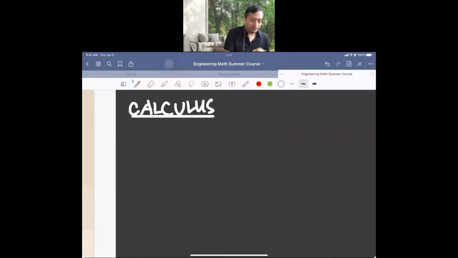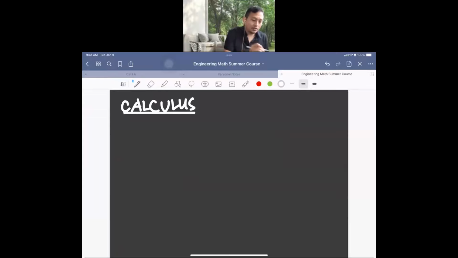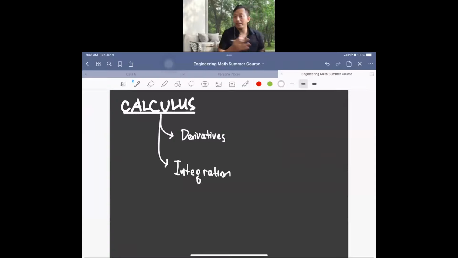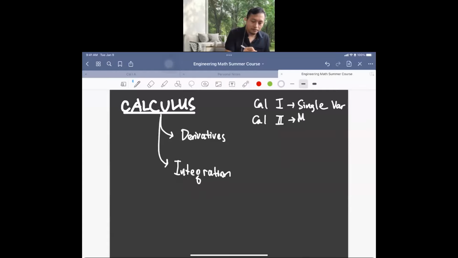So what we need is first, of course, calculus will be related to derivatives, right? And integrations. This is the main idea of calculus. In calculus one, you learn the single variable, right? In calculus two, you learn multivariable.